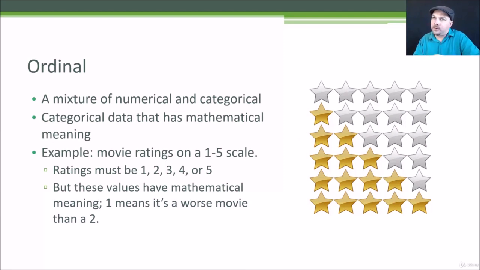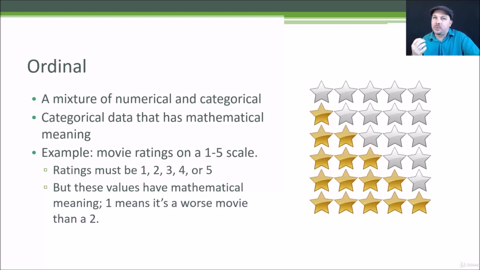And the last category that you tend to hear about with types of data is ordinal data, and it's sort of a mixture of numerical and categorical data. A common example is star ratings for a movie or music or what have you. In this case, we have categorical data in that it can be 1 through 5 stars, where 1 might represent poor and 5 might represent excellent, but they do have mathematical meaning. We do know that 5 means it's better than a 1.